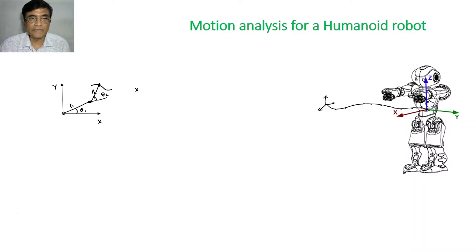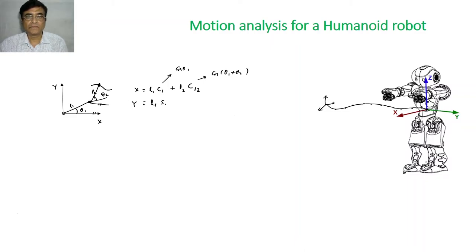So this is the theta 1, theta 2 angle, and as you know, this is parallel. So x equals L1 cos theta 1 plus L2 cos (theta 1 plus theta 2). Similarly, y equals L1 sin theta 1 plus L2 sin (theta 1 plus theta 2).